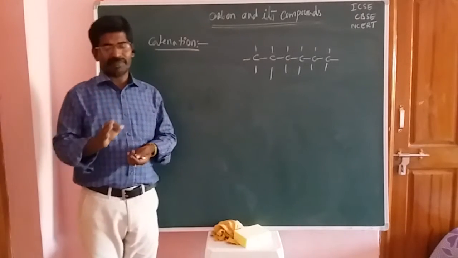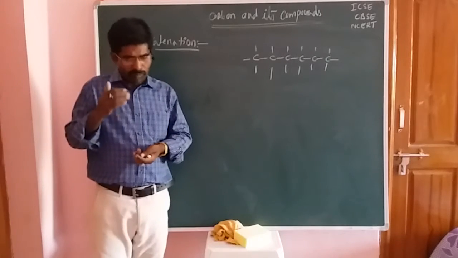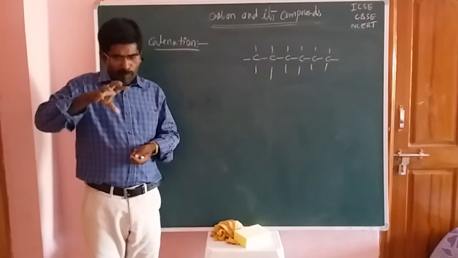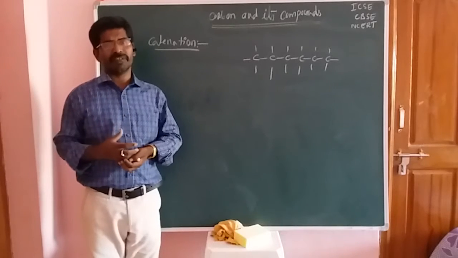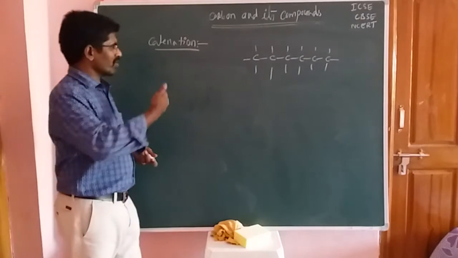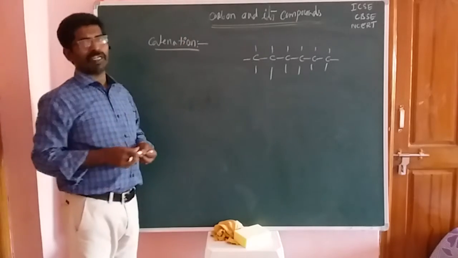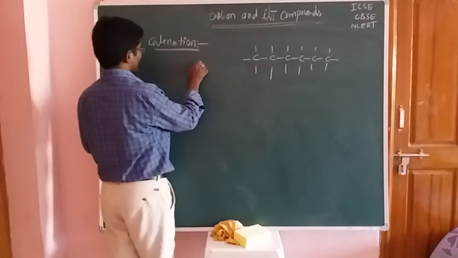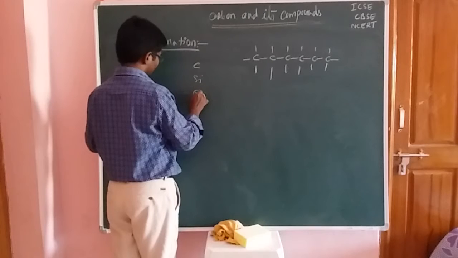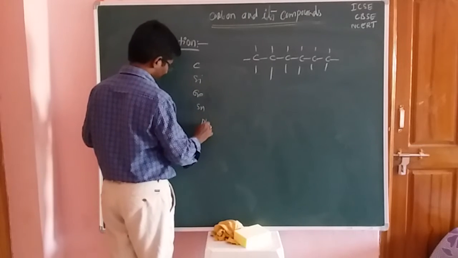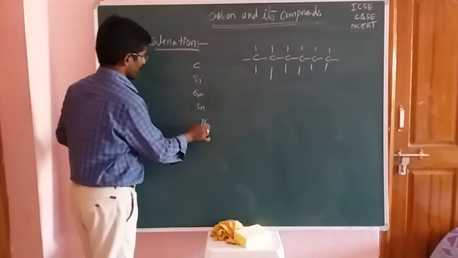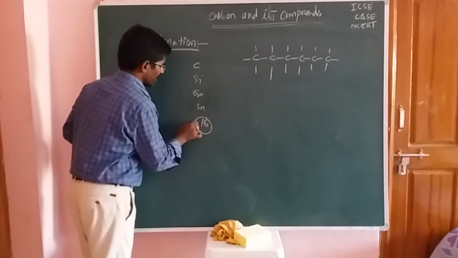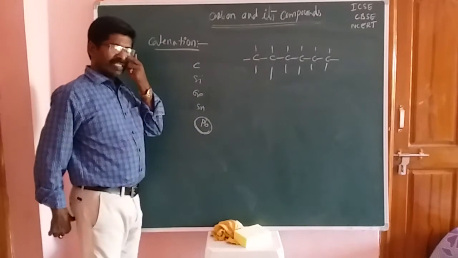That means the element which possesses more bond energy exhibits more catenation property. For example, compare these values in the 4th group elements: carbon, silicon, germanium, tin, and lead. Here lead does not undergo catenation.